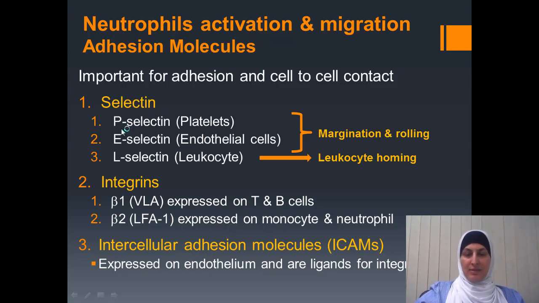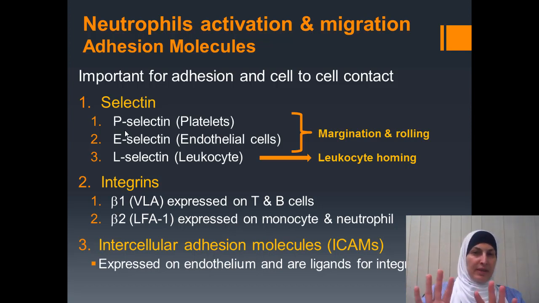We have P-selectin, which is expressed in different cell types, including the platelets, and they are important for the aggregation of the platelets at the site of injury. For example, if we need clotting at the site of injury, we need adhesion of the platelets. So the platelets would express the P-selectin. The E-selectin are mainly expressed in the endothelial cells. The L-selectin are expressed in the leukocytes, and they are important for leukocyte homing.